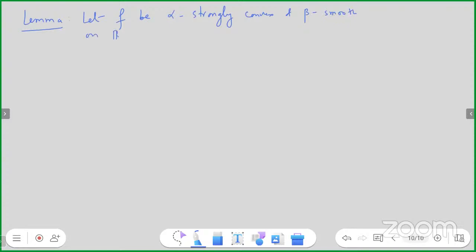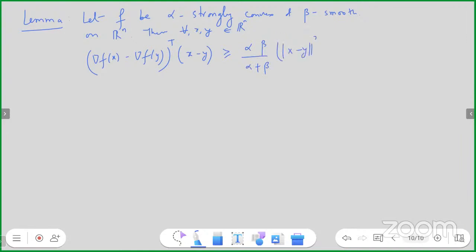On Rn, then for all x, y belonging to Rn, we have del f of x minus del f of y, the whole transpose, times x minus y, greater than or equal to alpha beta over alpha plus beta, times the squared distance, plus 1 over beta plus alpha times the squared gradient difference. This is really the backbone of the result, that this inequality is true.